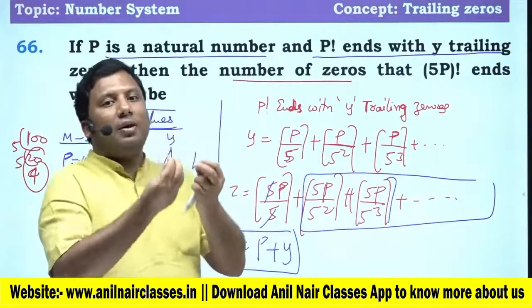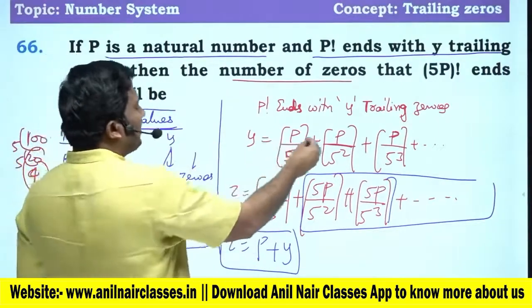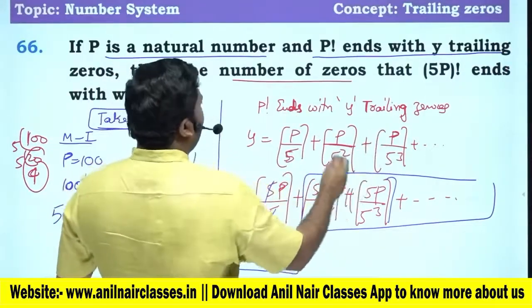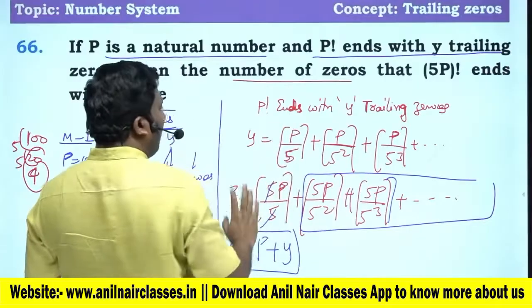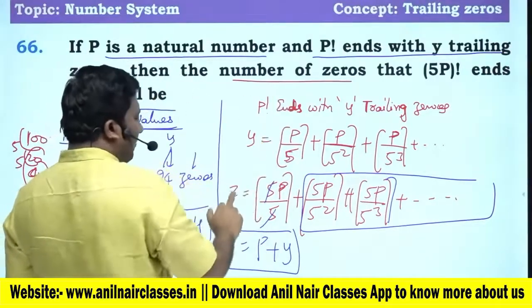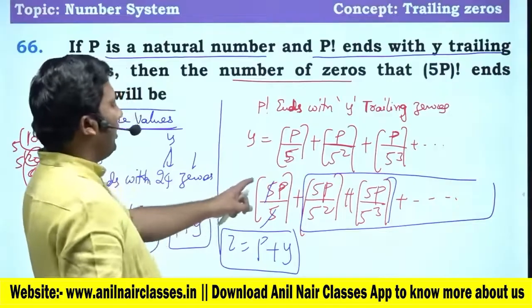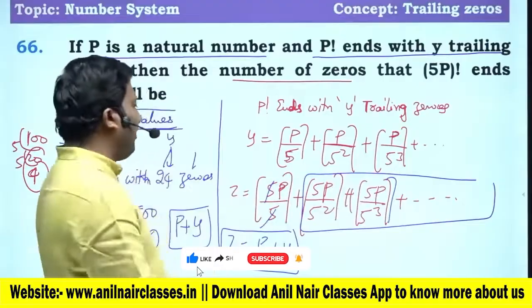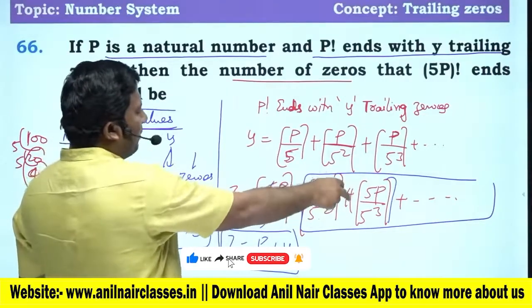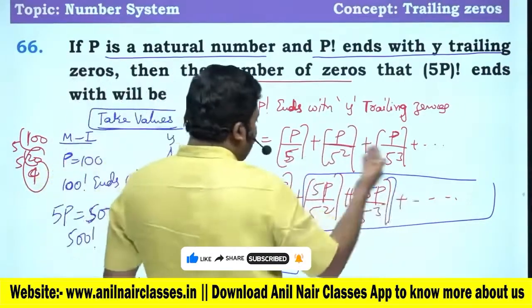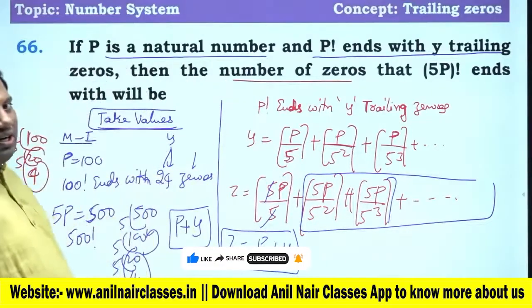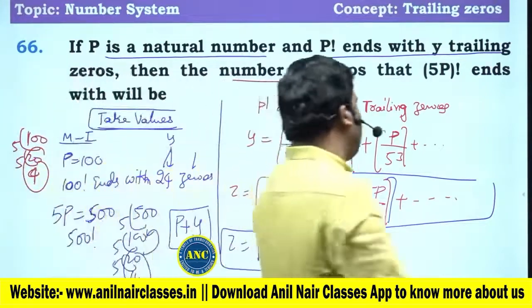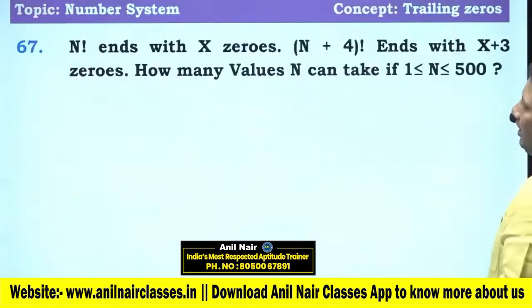How to find the number of trailing zeros? Divide successively by 5. So P by 5, P by 5 square, P by 5 cube. What if it becomes 5P? How will the number of zeros be solved? Z equals 5P by 5, 5P by 5 square, 5P by 5 cube, that is P plus P by 5 plus P by 5 square. This entire expression is Y. So the answer is Z equals P plus Y. Either you can take values or you can use this method. I hope the idea is clear.